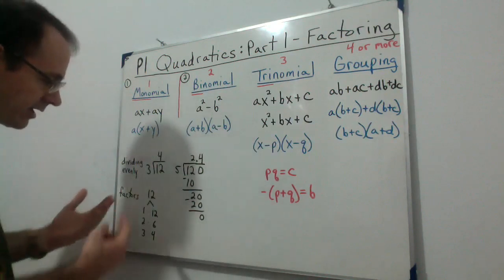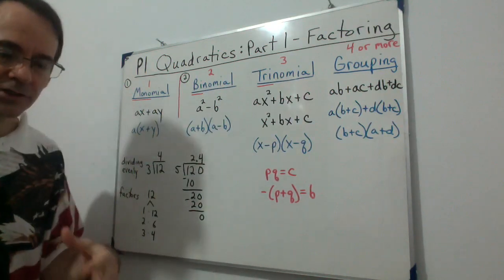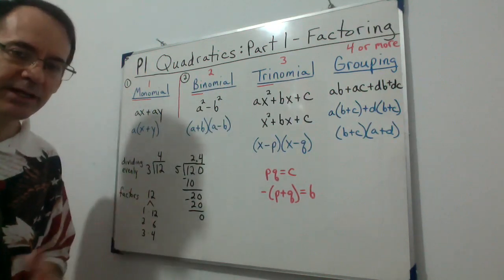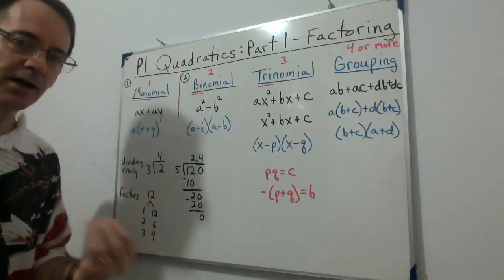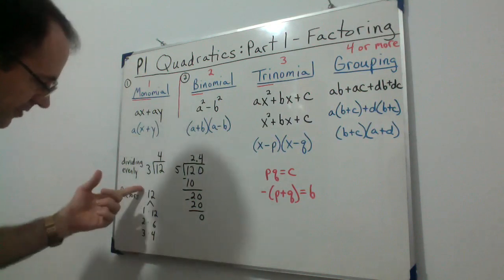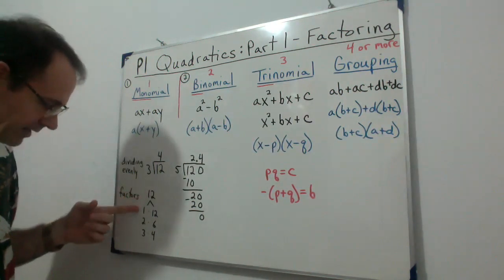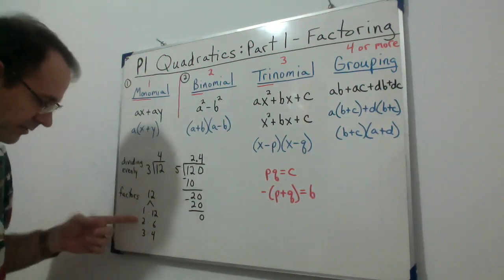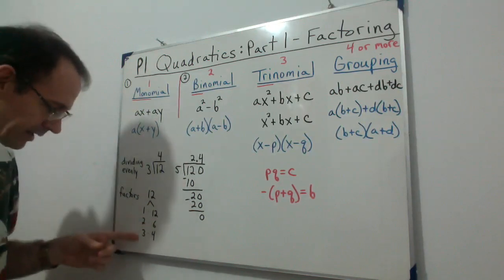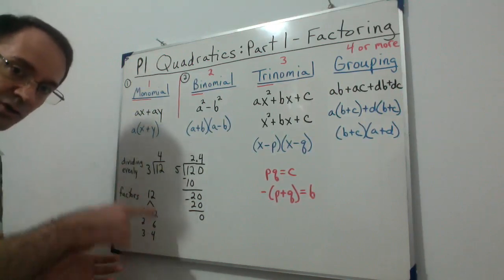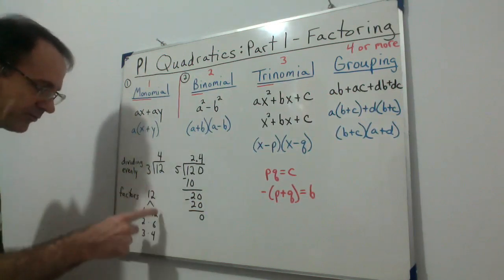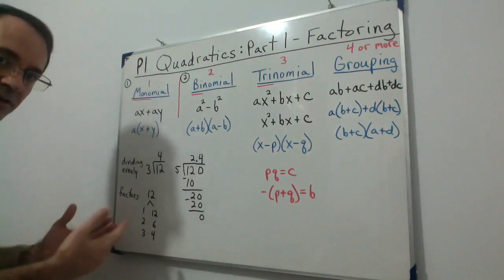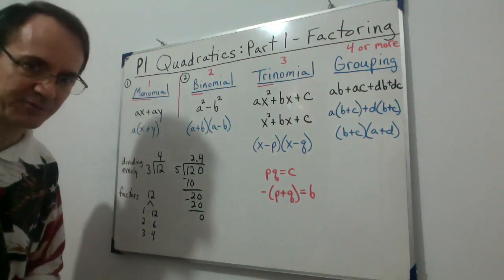So when we look at the number 12, we should very easily be able to come up with a list of factors of 12. All you have to do is start with 1. 12 divided by 1 is 12. 12 divided by 2 is 6. 12 divided by 3 is 4. You can continue around the list. 12 divided by 4 is 3. 12 divided by 6 is 2. 12 divided by 12 is 1. So these are a list of the factors of 12.